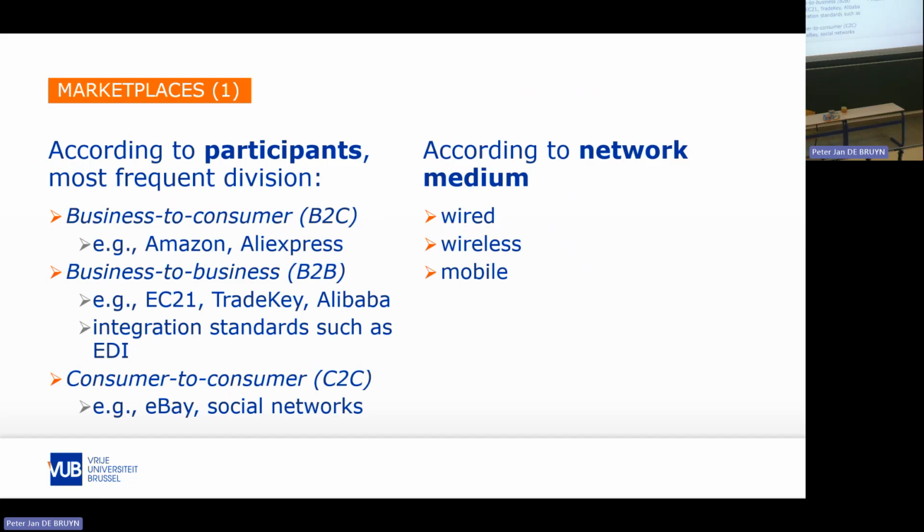I mean, the business to consumer, most of you already know them. Consumer to consumer as well. But there are also a lot of those platforms in a B2B platform. Alibaba, for instance, is very dominant in that area as well. And needless to say, these days you can access those platforms via different mediums: wired, wireless, mobile, and so on.